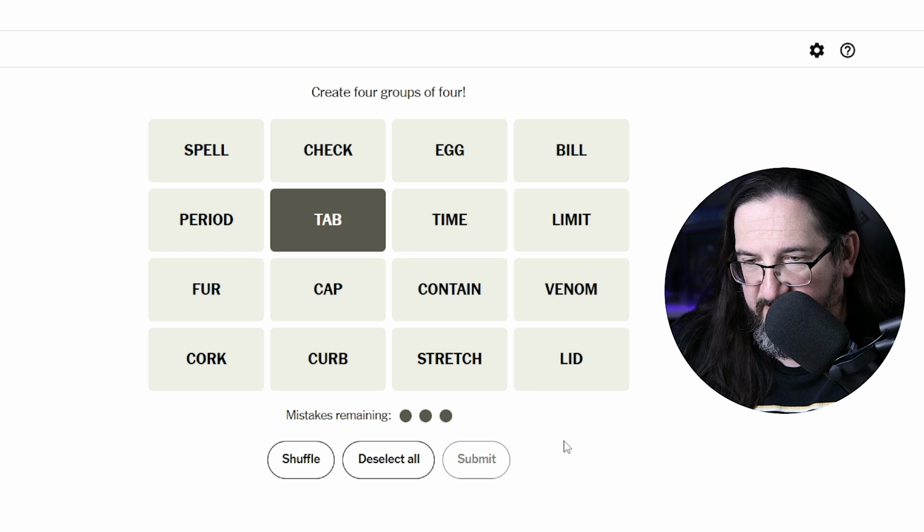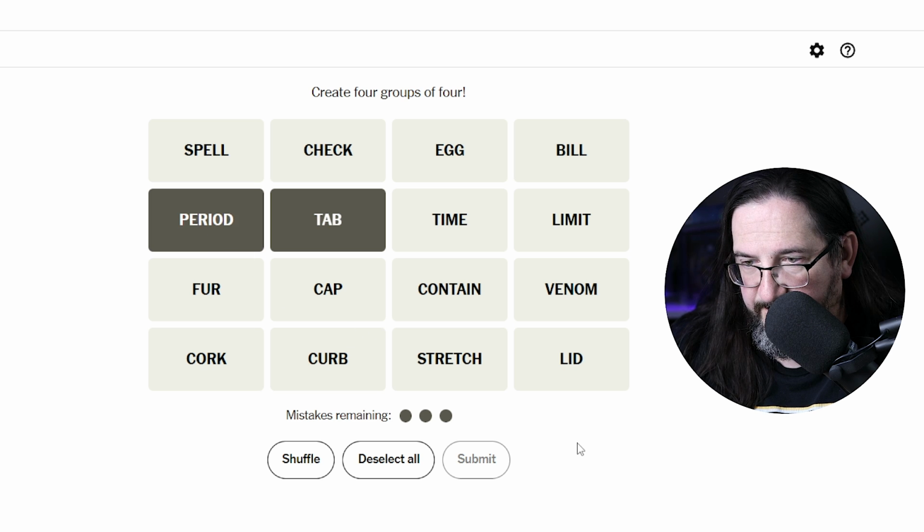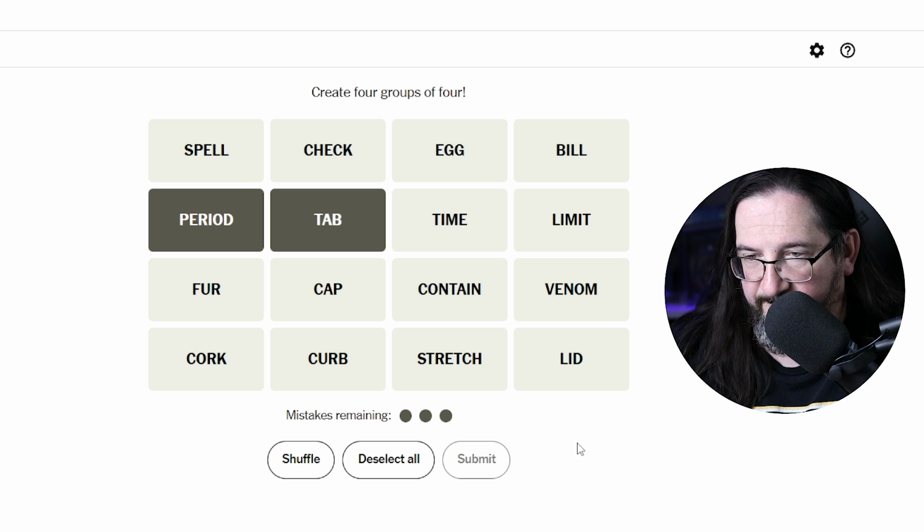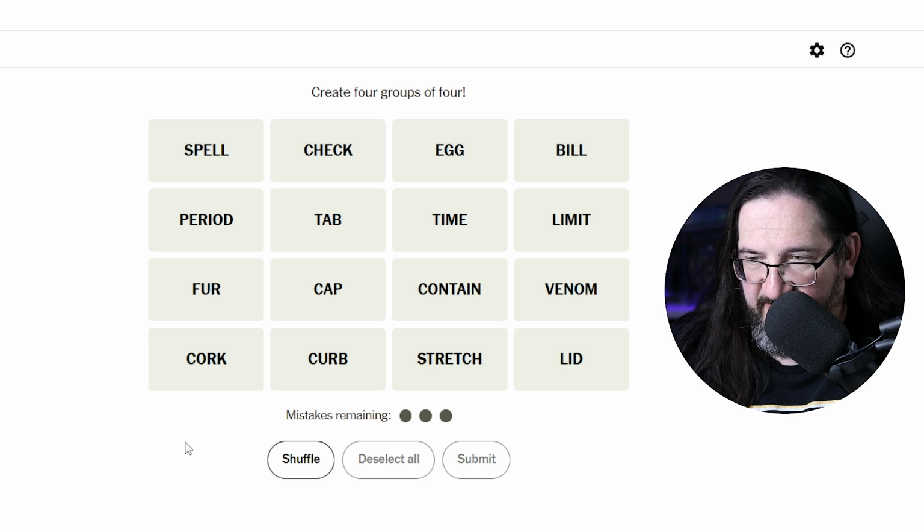A tab, a period. Wondering if we have keys on a keyboard. A period, tab, and cap, like a caps lock. Not sure on that one. I'm going to hold off on that as well.